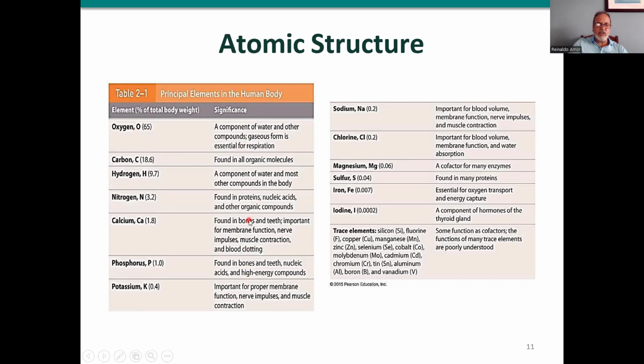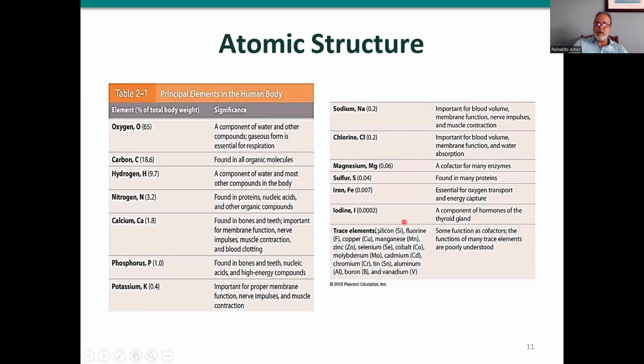We need to pay attention to calcium, sodium, and potassium. Based on the description, calcium is found in bones and teeth, but it's important for membrane function, nerve impulses, and muscle contraction. Potassium is important for proper membrane function, nerve impulses, and muscle contraction. Sodium is important for membrane function, nerve impulses, and muscle contraction. So you need to know calcium, potassium, and sodium pretty well.